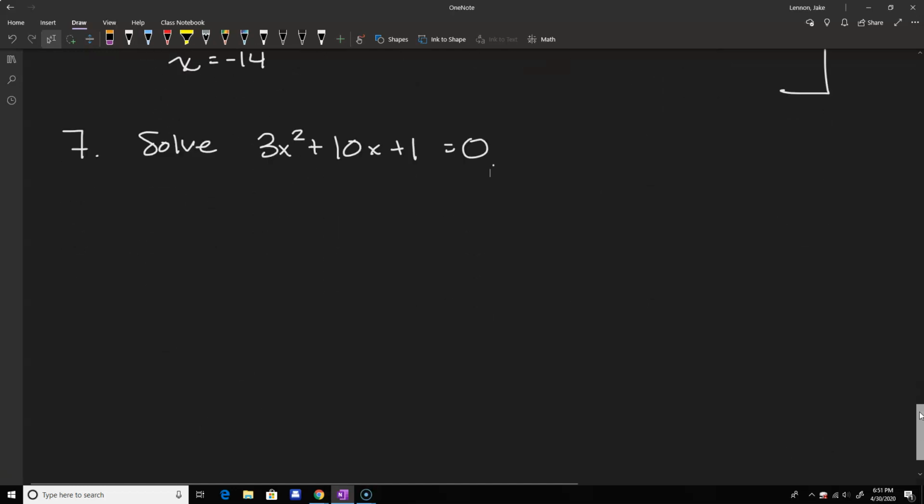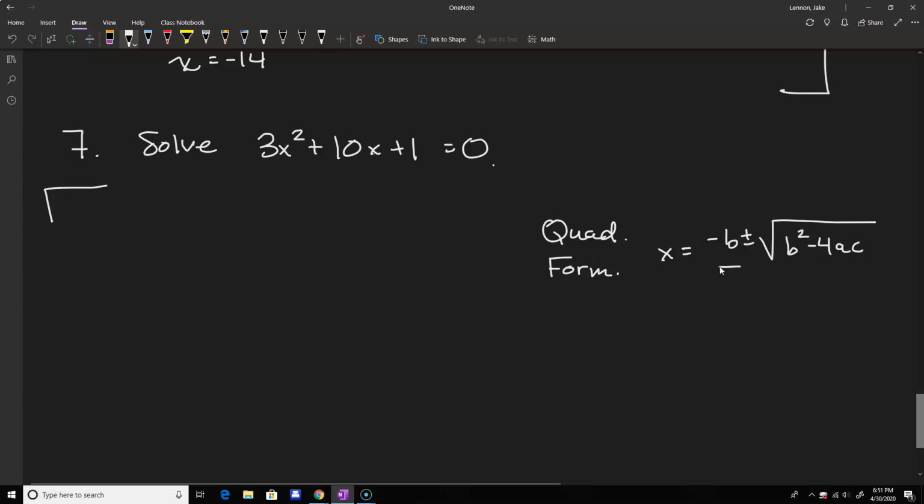So for number 7, we have a quadratic equation that we want to solve. The way we learn to do that in this class is just apply the quadratic formula. So let's remember what the quadratic formula says. It says the solutions to ax squared plus bx plus c equals 0 are x equals negative b plus or minus the square root of b squared minus 4ac, with everything being divided by 2 times a. So in this equation, we have to identify a, b, and c. So a is equal to 3, b is equal to 10, and c is equal to 1.